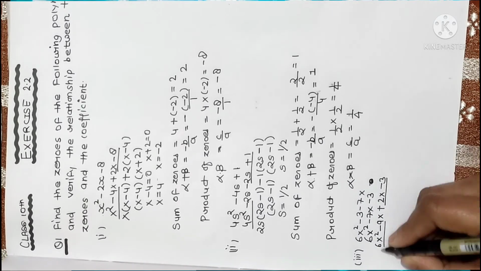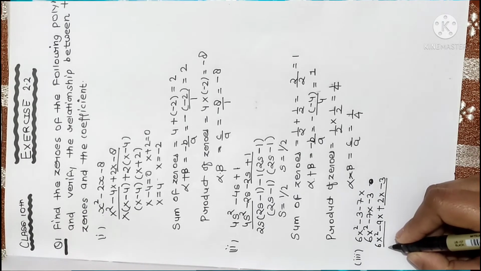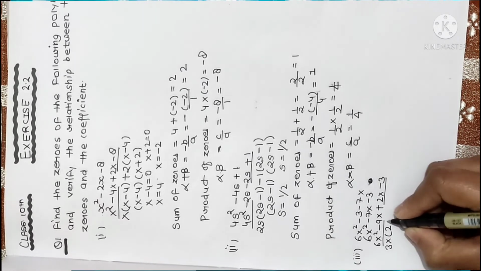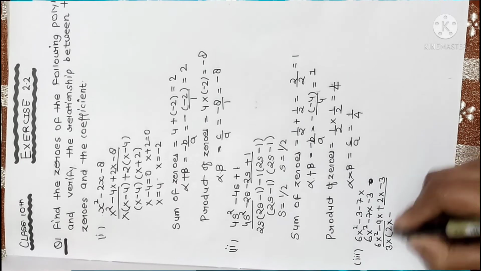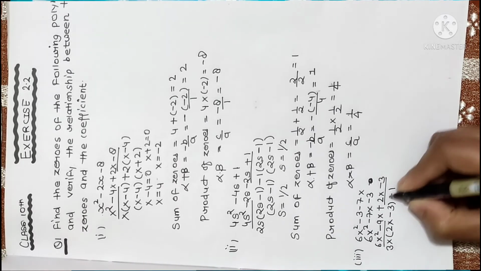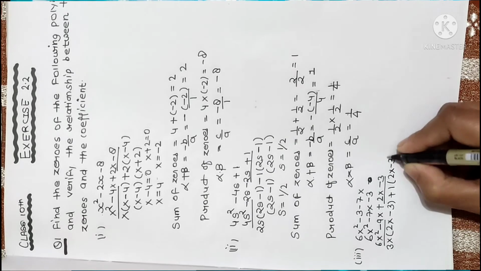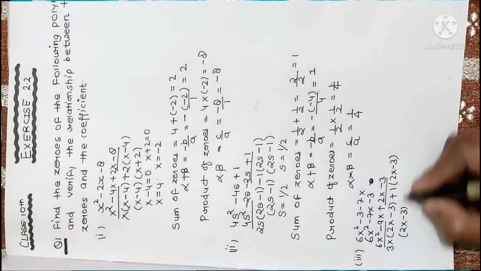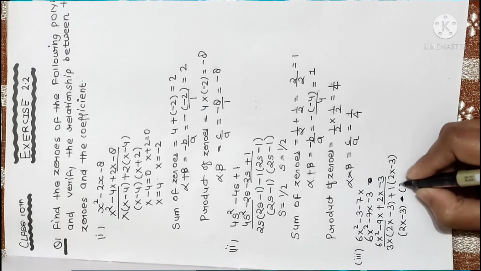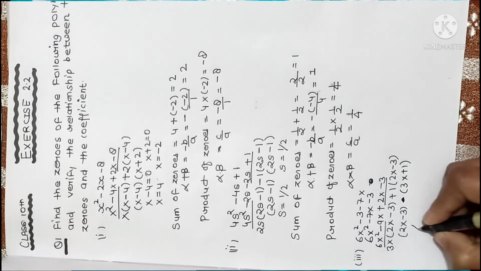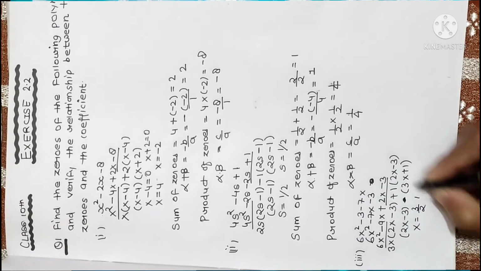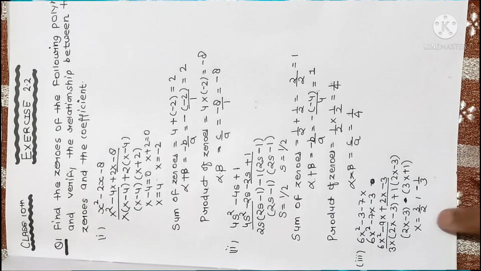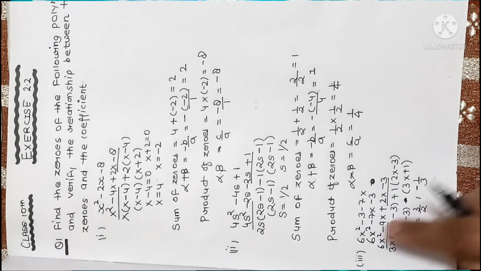Next we will take common from these two. From here we can take 3x as common. Here we have 2x, 3 2s are 6 and x also, minus 3 3s are 9, and here we have plus 1 as common and in the bracket 2x minus 3. Now in one bracket we will take 2x minus 3 because they are the common factor. Next in the other bracket we will take 3x plus 1. So the value of x will be 3 upon 2 and the second one will be minus 1 upon 3 from here. So these are the two zeros for this equation.